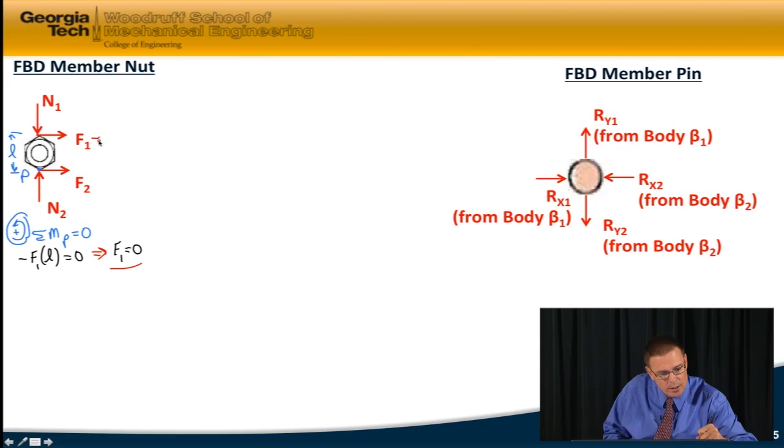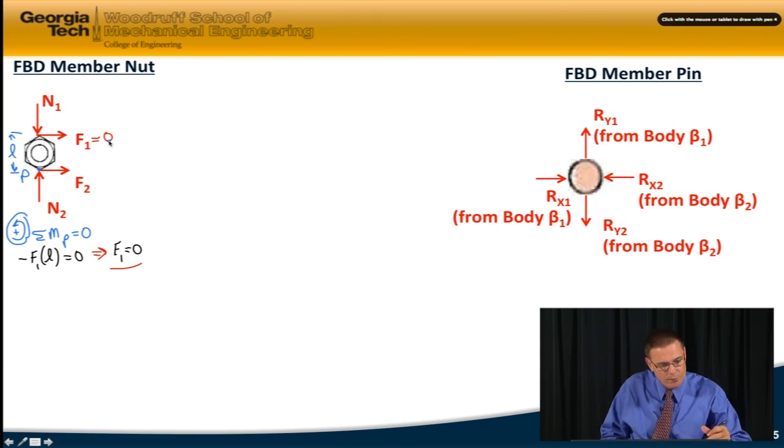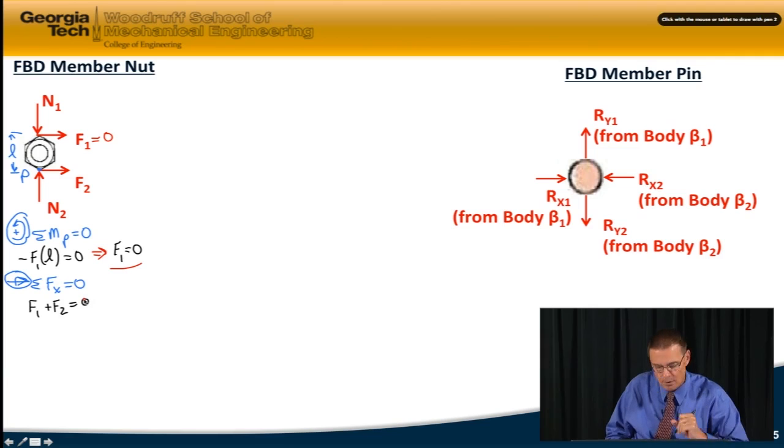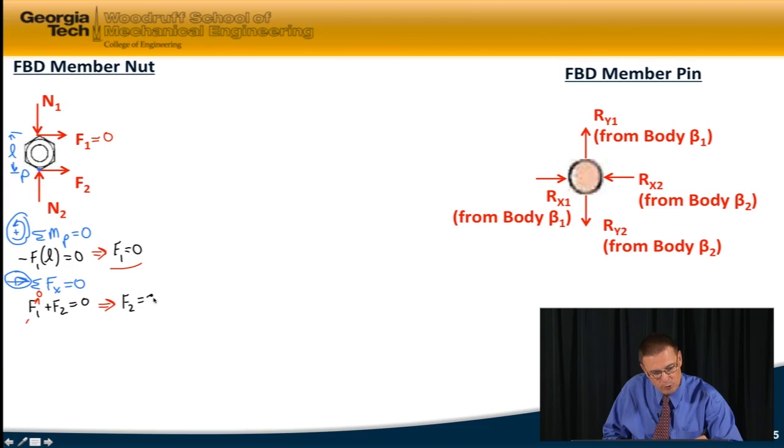And so let's go ahead and write that on our diagram. I can apply another equation of equilibrium. I'll say the sum of the forces in the x direction equals 0. I'll choose to the right positive. I get F1 plus F2 equals 0. But we found F1 itself was equal to 0, and so that tells me that F1 and F2 are both 0.